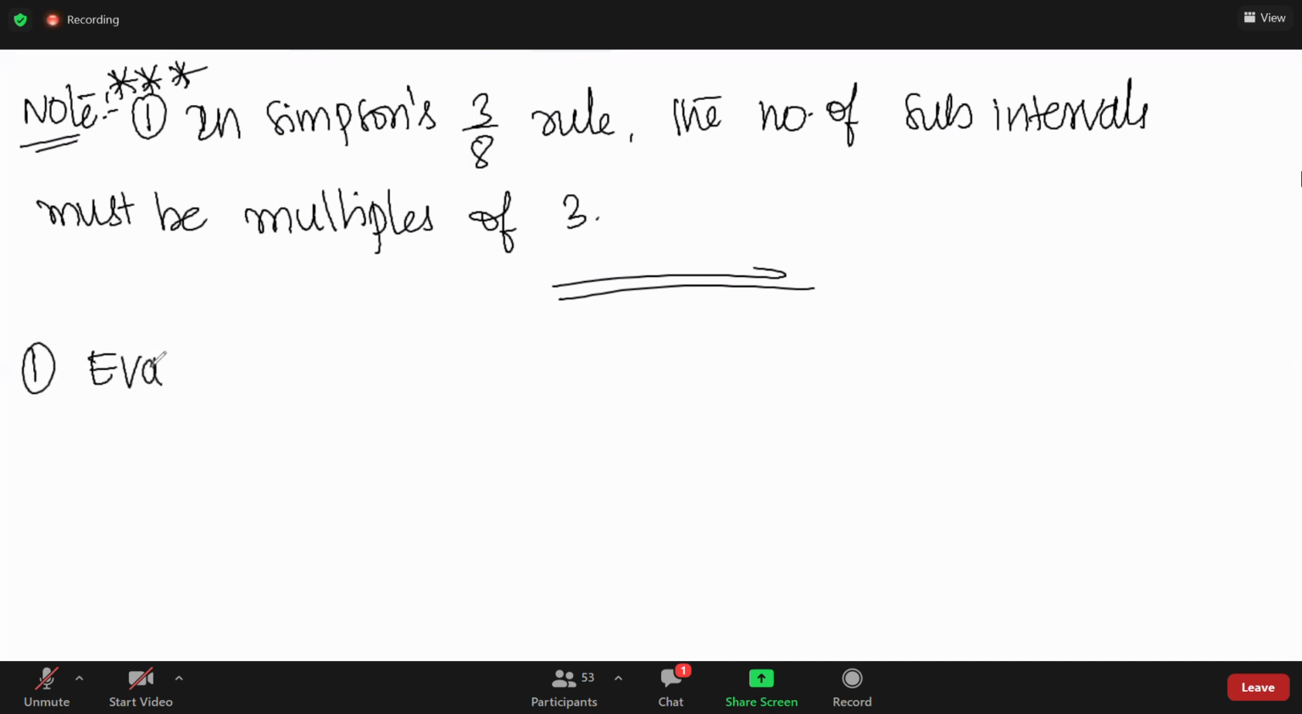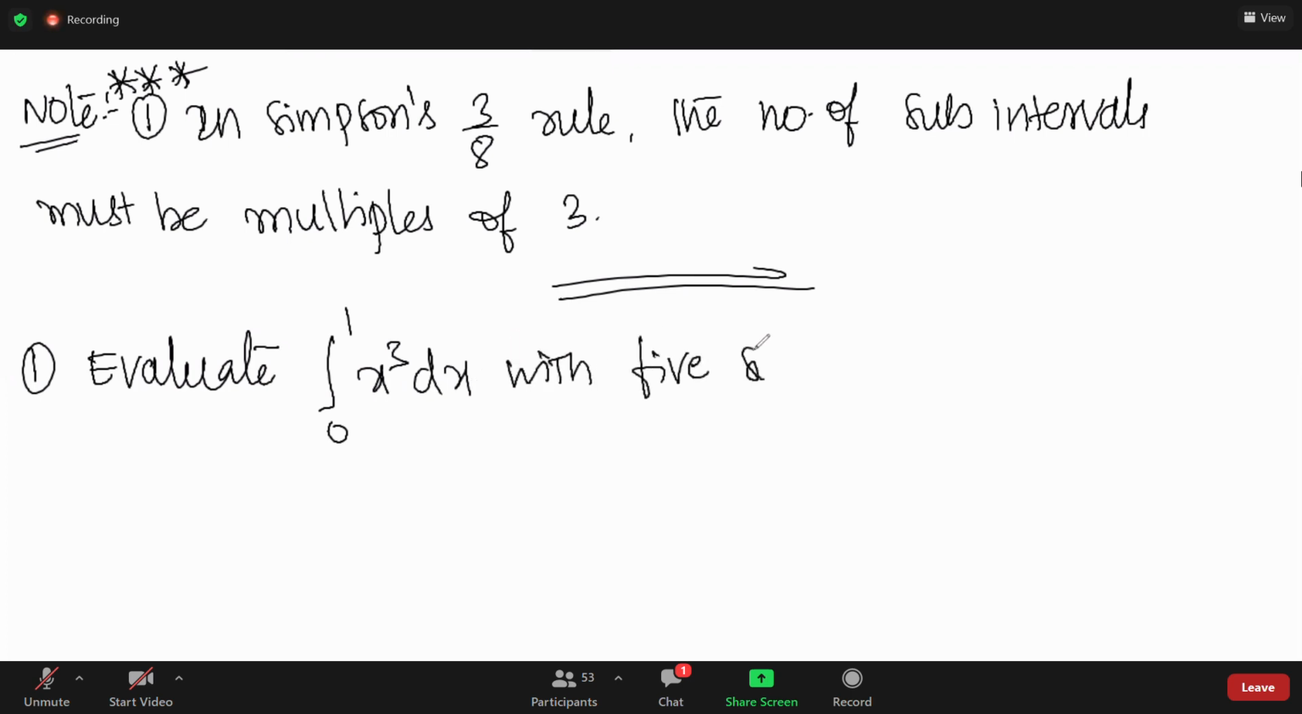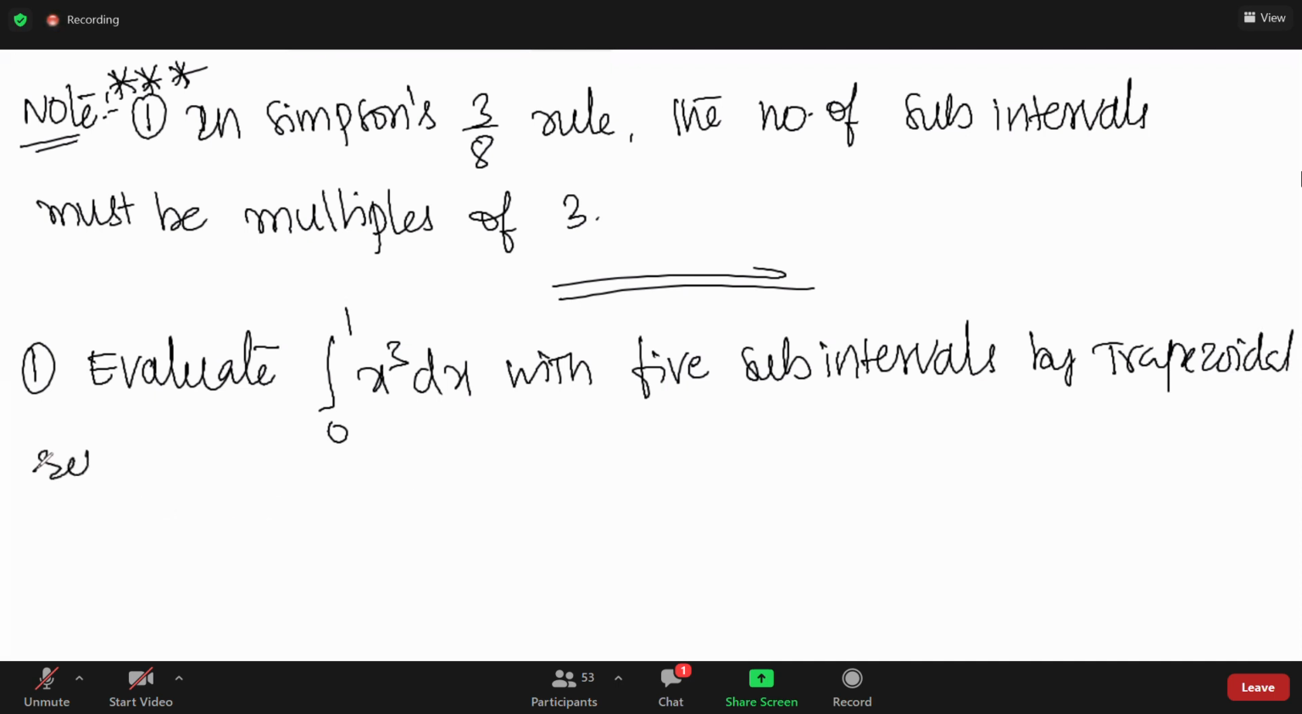First one, evaluate integration from 0 to 1 x cube dx with 5 subintervals by trapezoidal rule.